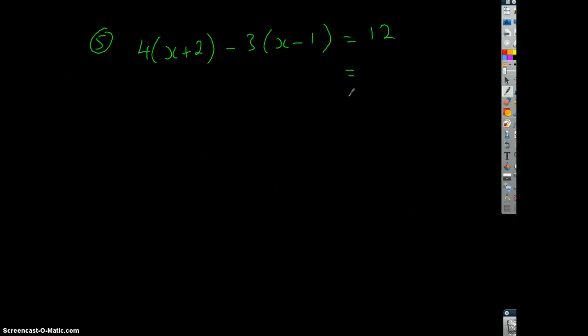Okay, so the bracket says either multiply or expand. So 4 times x is 4x. And this is positive 4, by the way. So positive 4 times positive 2 is positive 8. Now this is where it gets tricky. It's negative 3 times x, negative 3x. And this is where most people fall down on this kind of thing, this is where it goes wrong. Negative 3 times negative 1 is positive 3.